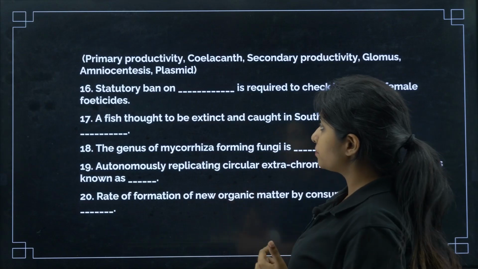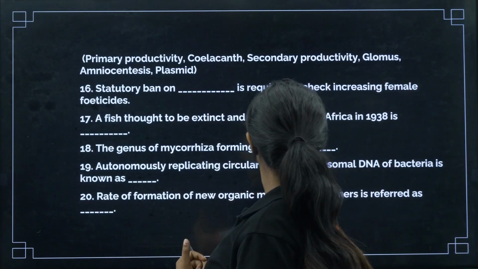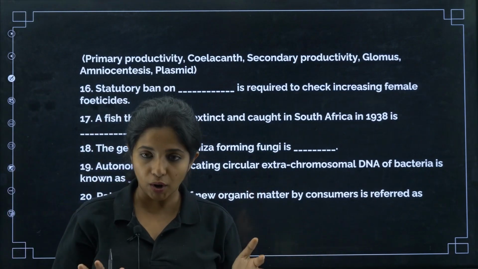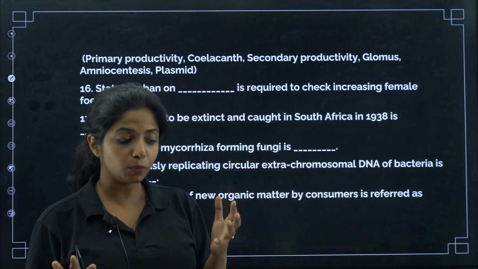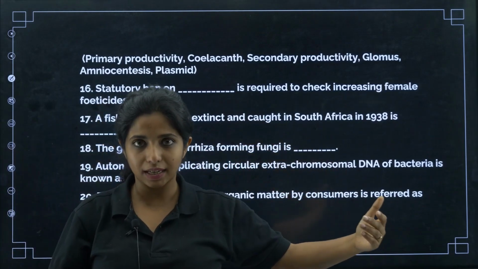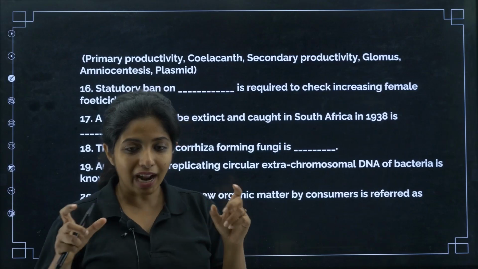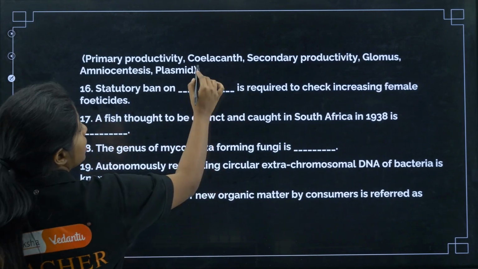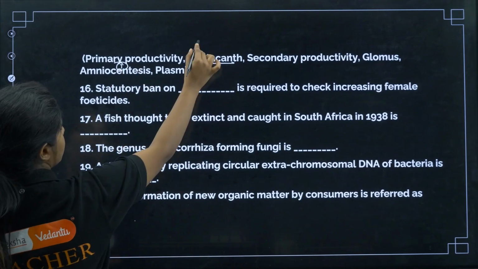Going ahead with the second question. A fish thought to be extinct and caught in South Africa in 1938 is. It was thought to be extinct but was caught again in South Africa, my dear children. This is a very famous fish and it is thought to be the one that basically evolved to form the amphibians, those that live on land as well as water, for example frogs and salamanders. So that connecting link is, my dear children, lobe fins. The other name for this is coelacanth. Fine. So the first answer is this, the second answer is this.